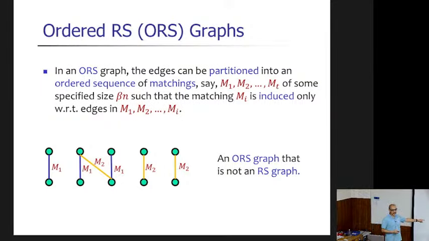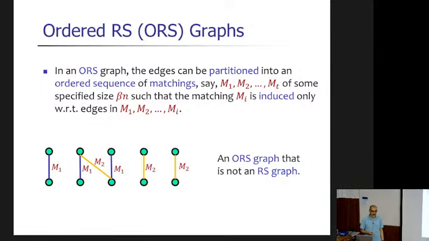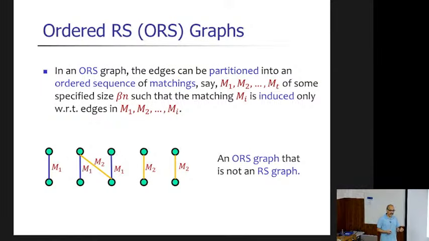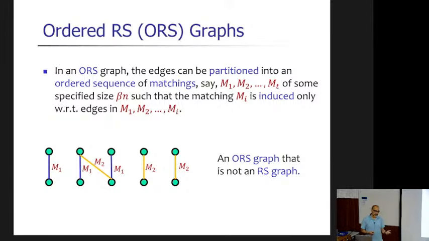So here is an example of a graph that's not an RS graph, but an ORS graph. Why is this not an RS graph? Because the matching M1 is not induced. There is an M2 edge straddling. But it's an ORS graph. M1 is induced with respect to the edges in M1, no problem. And M2 is actually induced with respect to M1 union M2. You can see that M2 is an induced matching. So every RS graph is an ORS graph, but the converse is not true, as shown here.